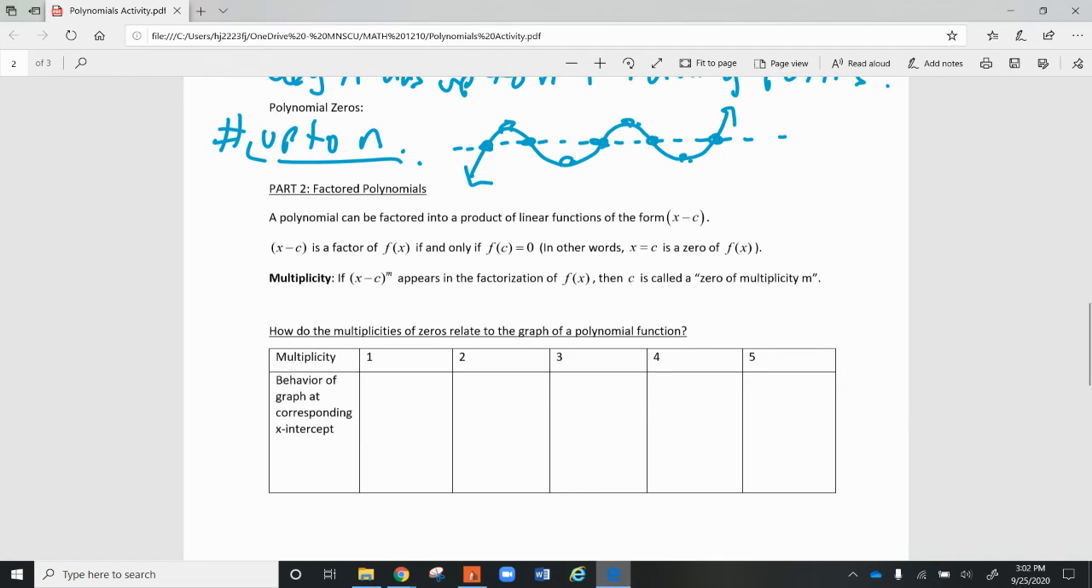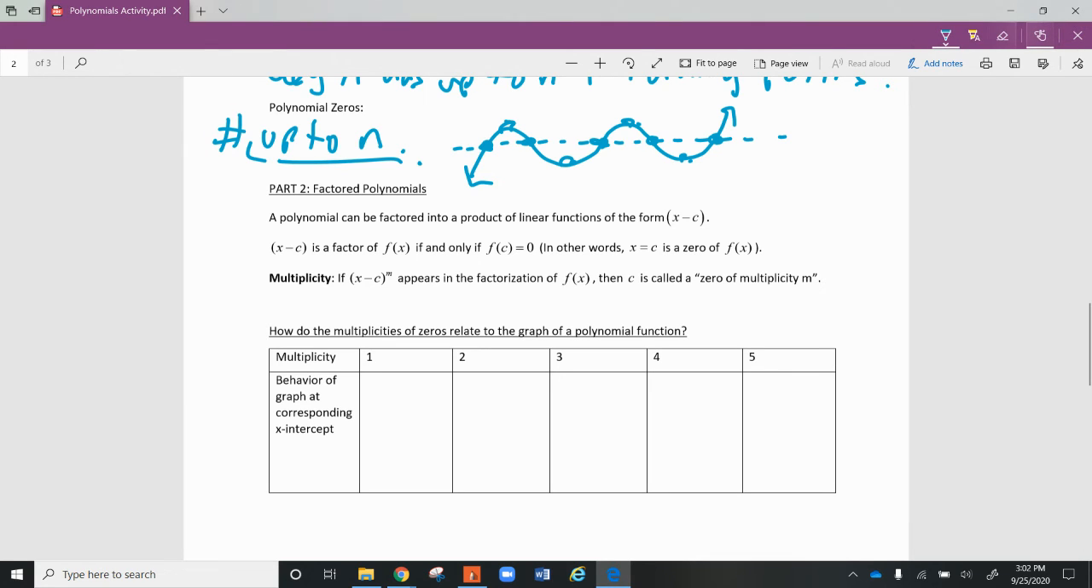So let's go back over here and fill out this little thing here. So here we have the definition of multiplicity. It is the value of whatever power that x minus a number is when you see it in the fully factored format. So if the multiplicity is 1, the behavior of the graph at that x-intercept is for it to just pass straight through, like a linear function does. If the multiplicity is 2, instead of passing straight through, it's going to act like a parabola. It's going to touch it and turn around.